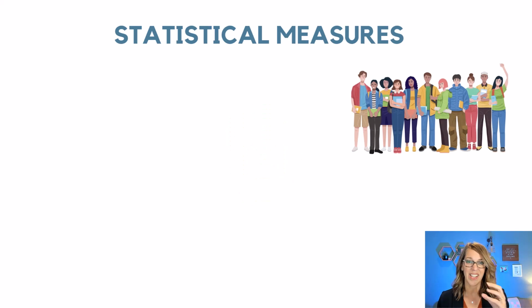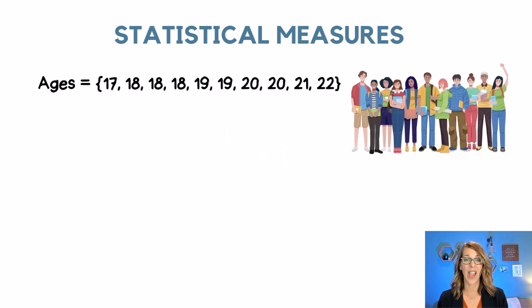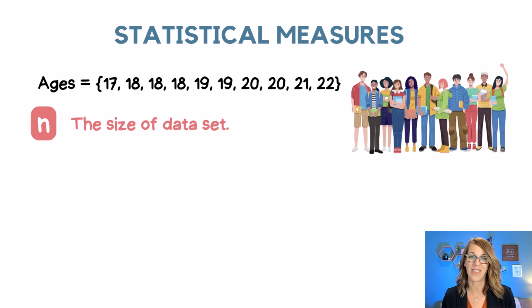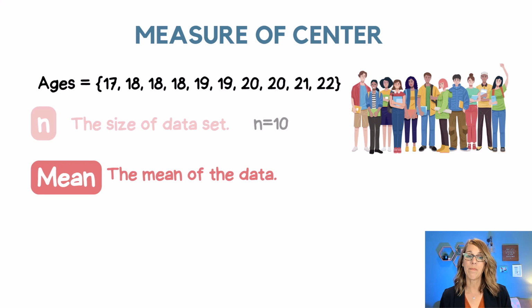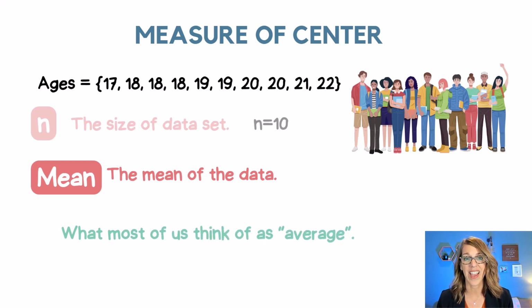So let's say that we asked everybody in this group and we came up with this data set. There happens to be 10 values in this data set. We call that n. So the size of that data set, n in this case, is 10. We can also look at the mean of our data. In statistics, we use mean, but it's really what we typically think of as an average. So I added up all of those ages, I divided by 10, and I came up with an average of, or a mean of 19.2.